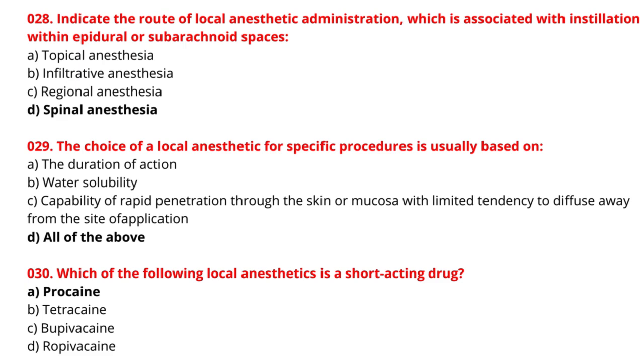D. All of the above. Answer is D. 030. Which of the following local anesthetics is a short-acting drug? A. Procaine. B. Tetracaine. C. Bupivacaine. D. Ropivacaine. Answer is A.